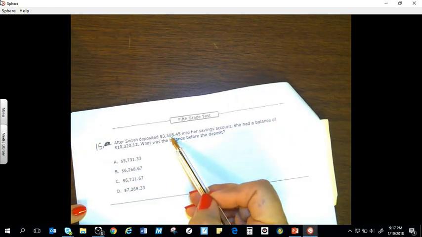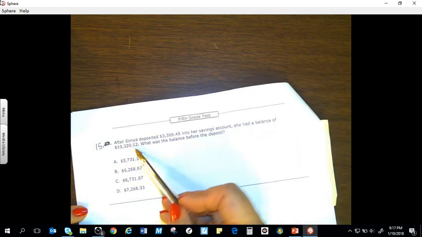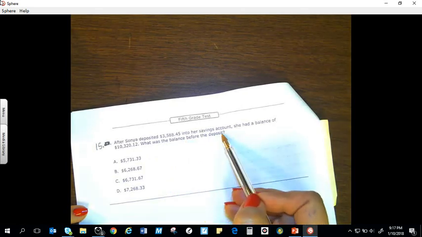So after Sonia deposited $3,588.45 into her savings account, she had a balance of $10,320.12. What is the balance before the deposit?